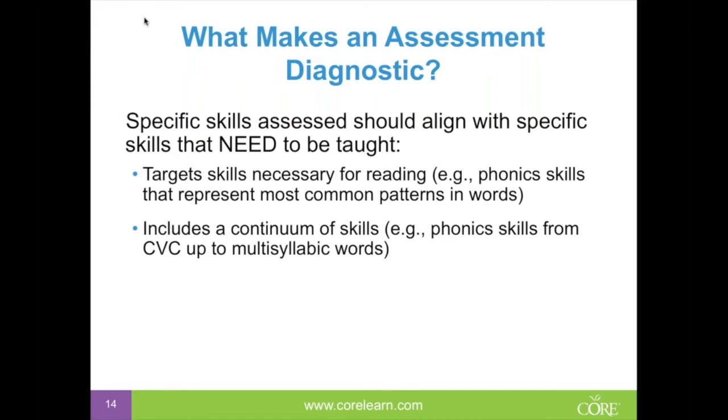So does it include a continuum of skills? For example, if we are interested in word reading and phonics, and we are looking at a small unit, like a consonant, vowel, consonant, or CVC pattern, is that the only thing it assesses? Or does it also go up and get into more complex word patterns that would be shown through testing multisyllabic words?